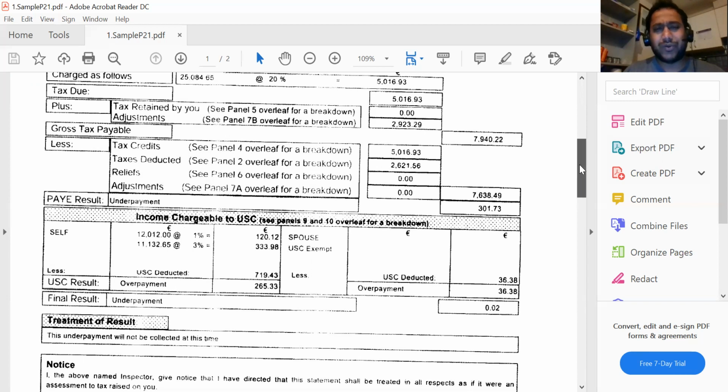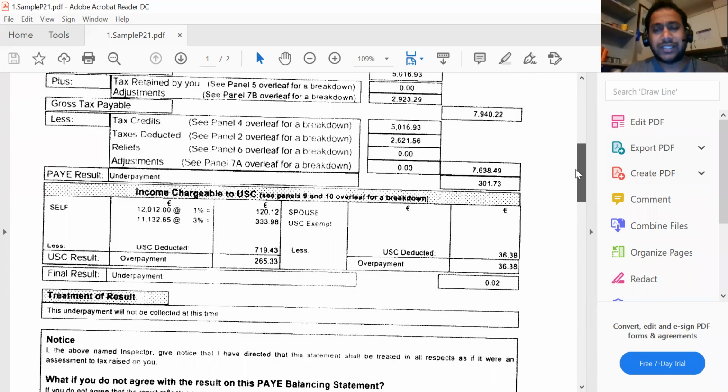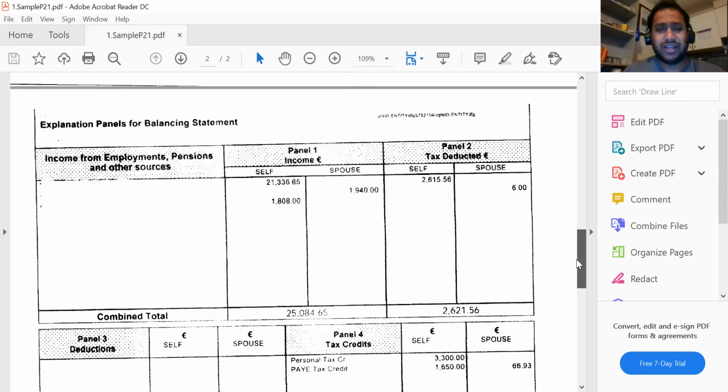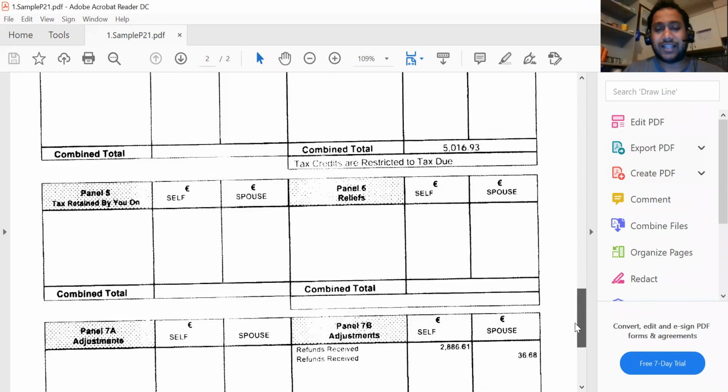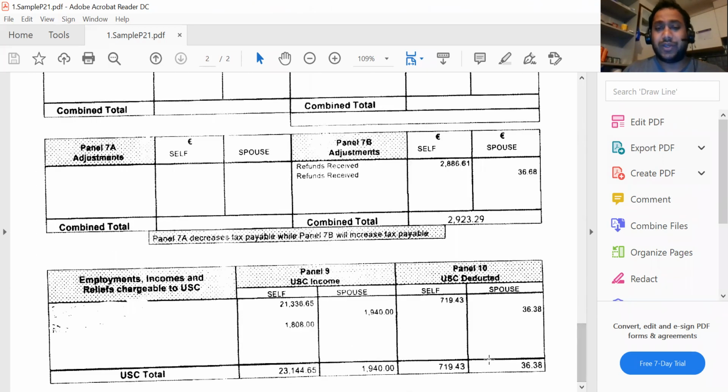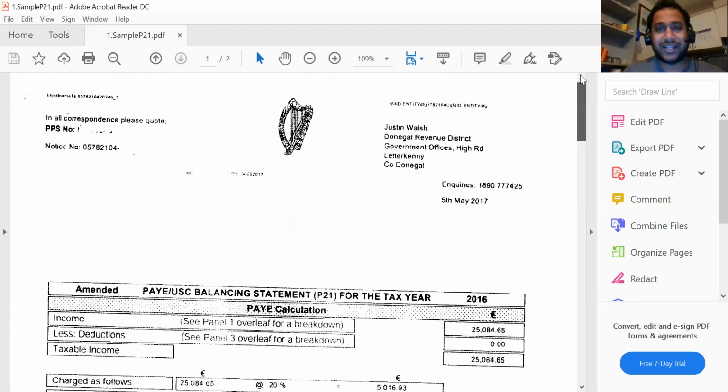So this is how you read your P21. On the first page itself, you will know how much needs to be paid or how much you're going to receive from Revenue. The next page includes the details regarding tax credits, tax payments, refunds, and USC. It's as simple as that.